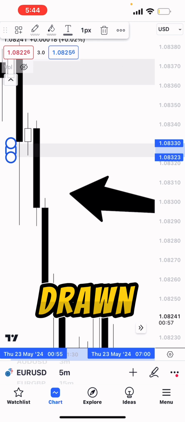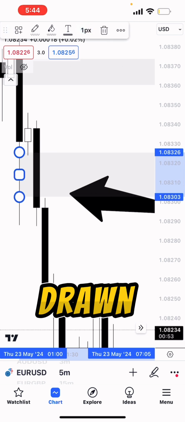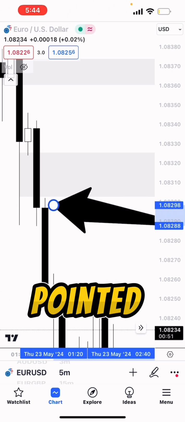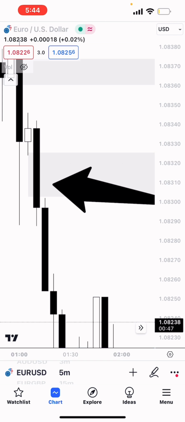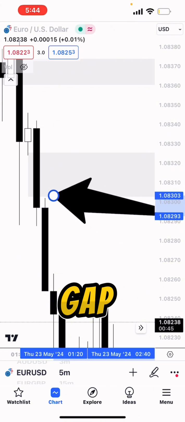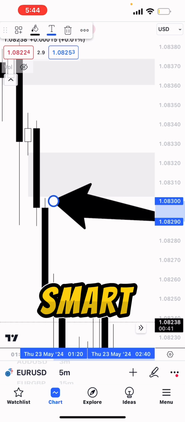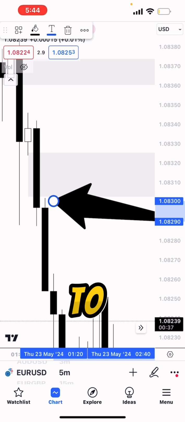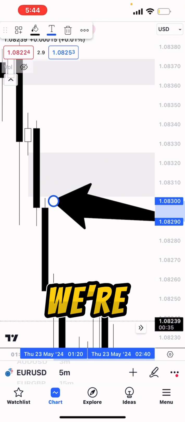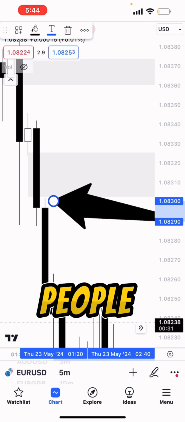So really it's drawn like this. The gray box represents the gap, drawn in between those two wicks that I just pointed out. This space is a gap that hasn't gotten filled by any wick. And so smart money, the people that control the market, tend to tap and go. What we're really doing is trading with the banks, institutions, and hedge funds, the people that control the market.